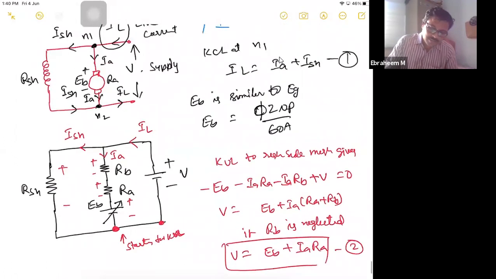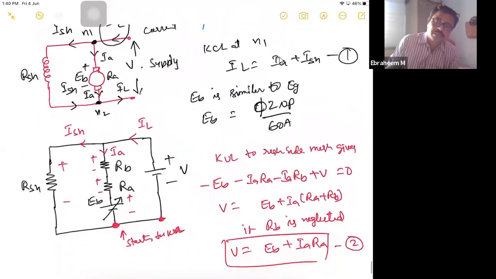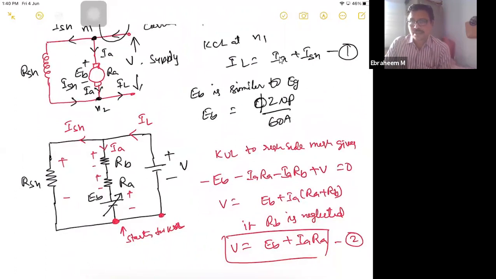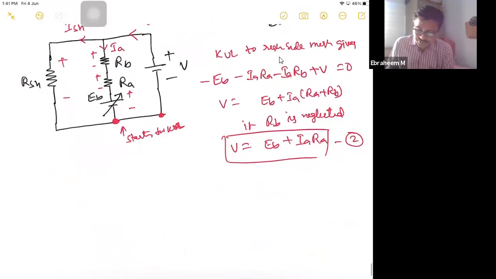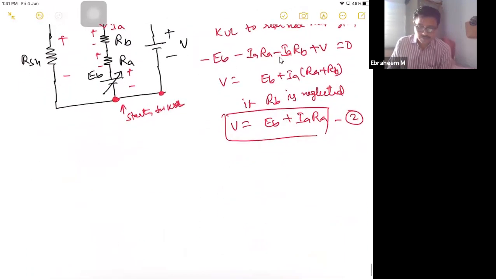Okay, the current equation is also somewhat different. The same terminal quantities, armature current, IL, ISH, but their relation is different. So this is the first current equation: IL is equal to IA plus ISH. Here V is equal to EB plus IARA. Okay. So now simply you can write it for the series motor.